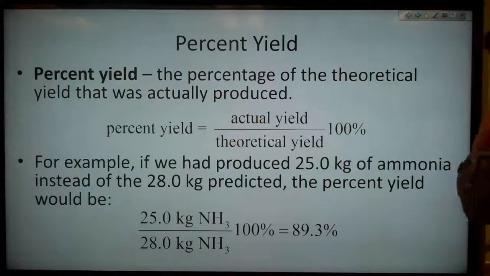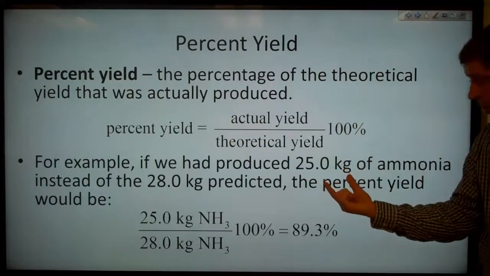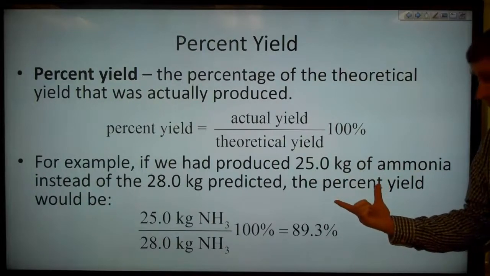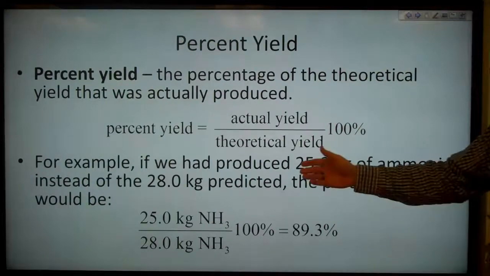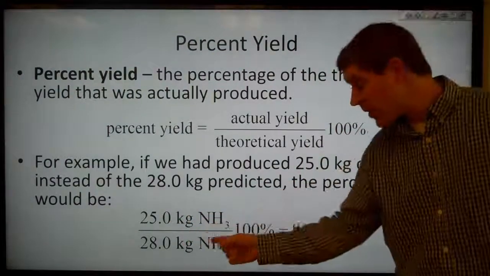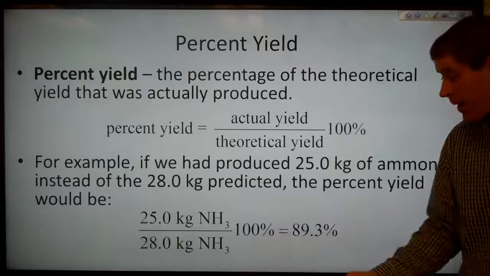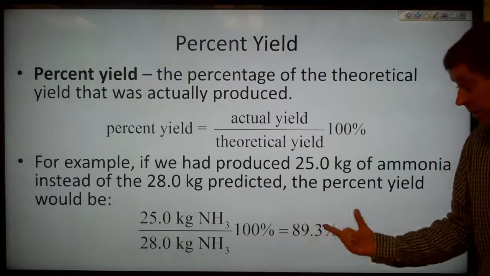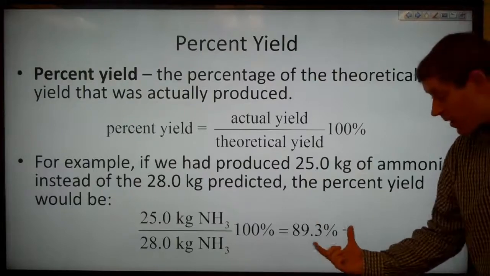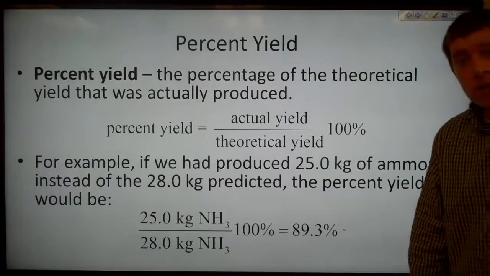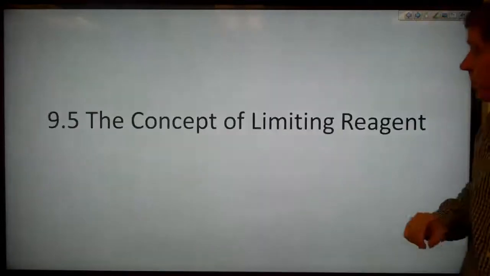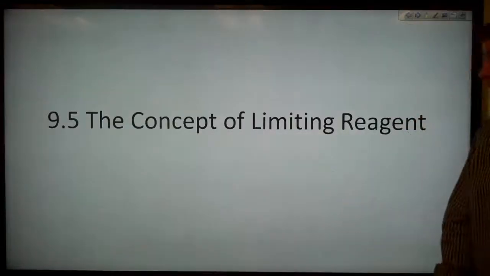So if we had produced 25.0 kilograms of ammonia instead of the 28.0 kilograms that we had predicted, then the percent yield would be given by this equation. So 25.0 kilograms of ammonia that we actually got divided by the 28.0 kilograms that we expected to get times 100%, that gives us 89.3%. So if we had gotten 25 kilograms, we would have gotten 89.3% of the theoretical yield. So our percent yield would have been 89.3%. So that was the concept of limiting reagent.